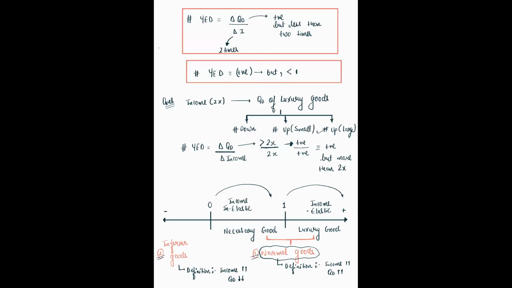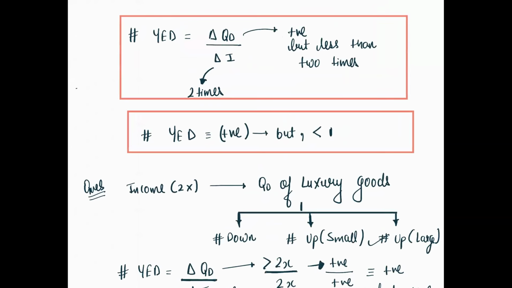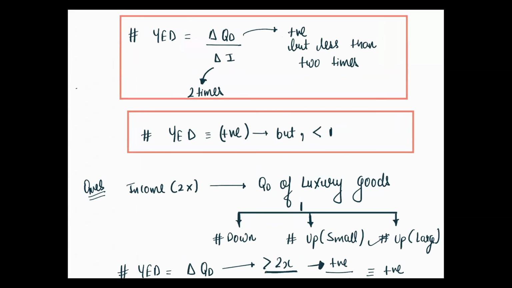Okay, yes. So what will happen in the case of necessary goods? If your income is 2 times, what will happen? Think, try to think. When your income is increasing, obviously you will not buy that much necessary goods. It will increase, you will demand a greater quantity of necessary goods, but it won't increase 2x times. So obviously the numerator is 2x and the denominator can be 1x.